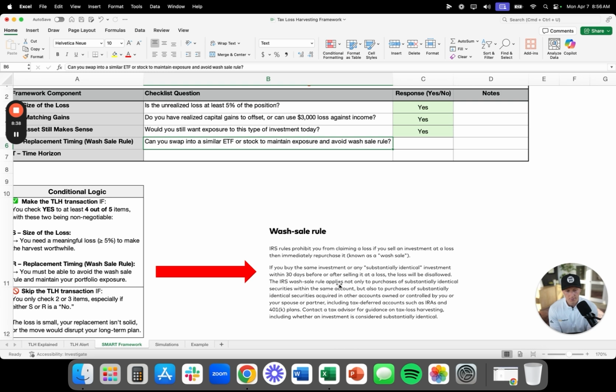So if you buy the same investment, or any substantially identical investment, which is a gray box, within 30 days before or after selling at a loss, the loss will be disallowed. Basically, it's saying you're timing it, trying to play the game, and capitalize on two different things, the price and also the taxes. You can't do that. So this is important.